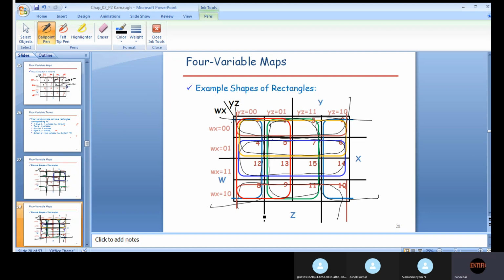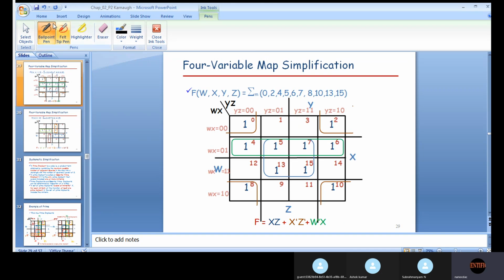Okay, so however many groups you make, what happens is the final function you can minimize and you can take the simplest logic. Okay, so that is it. And see here, one example I am taking.